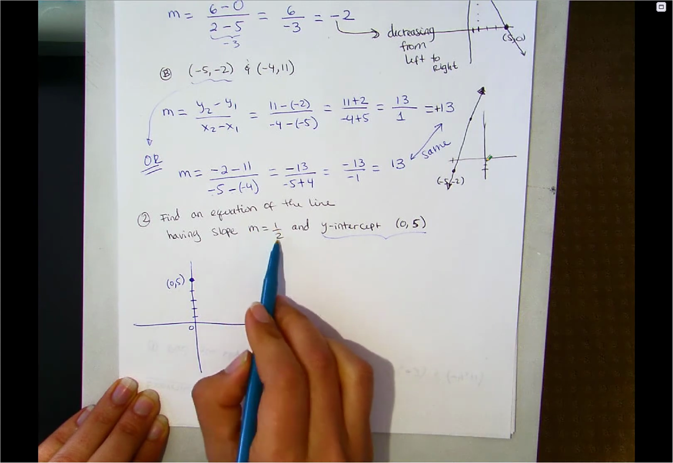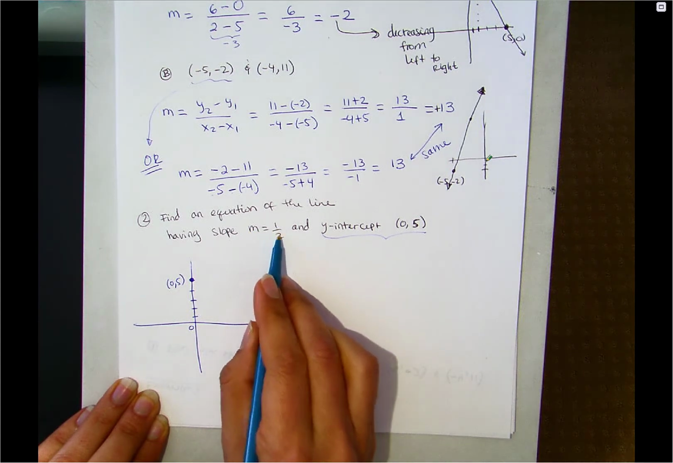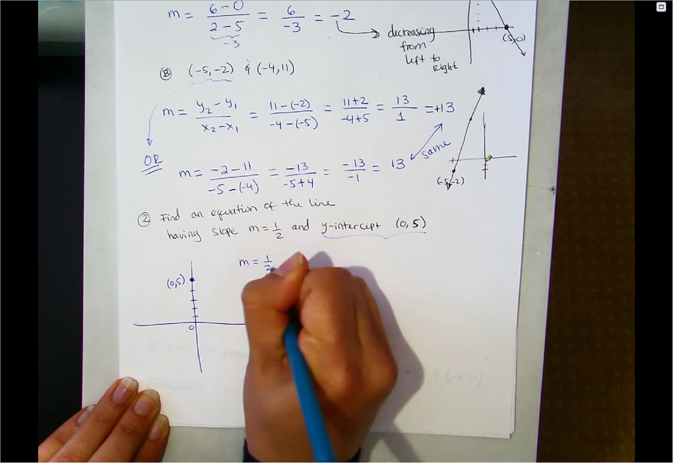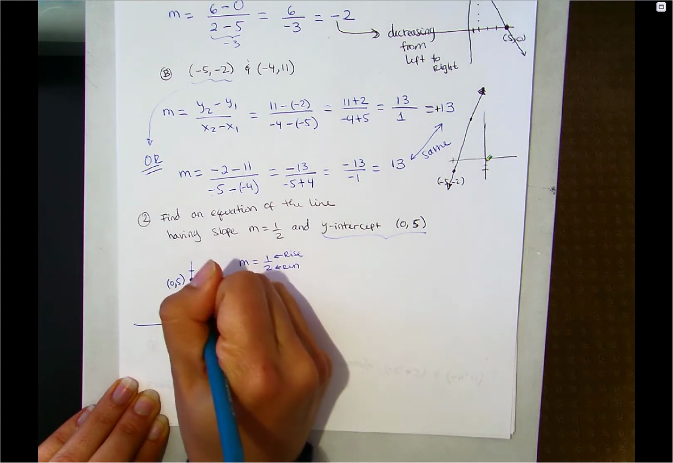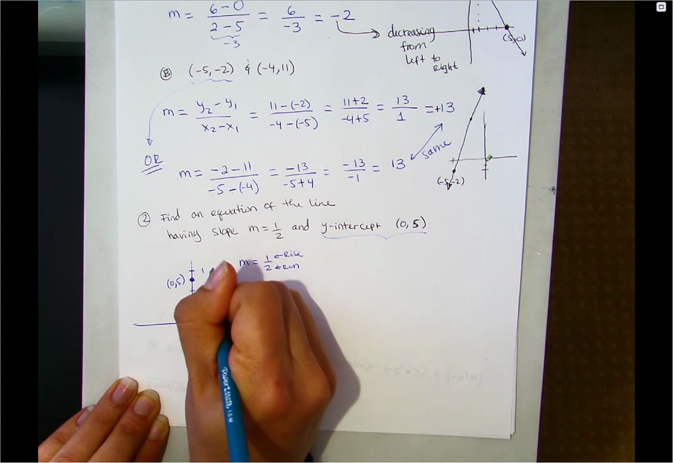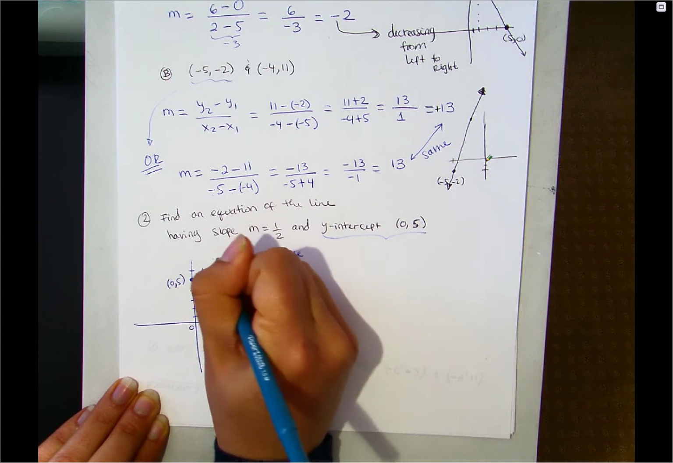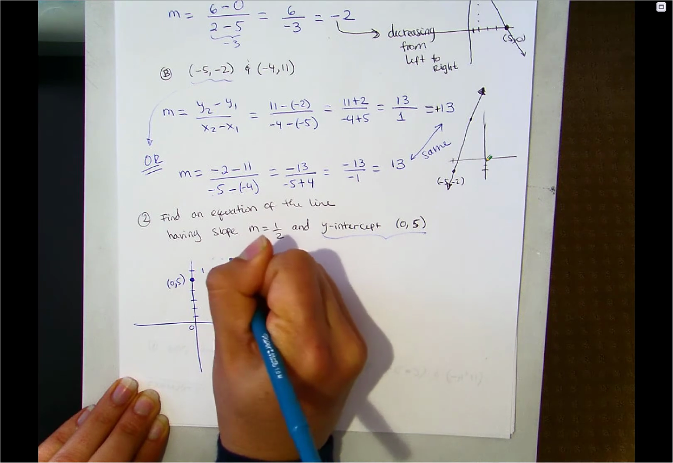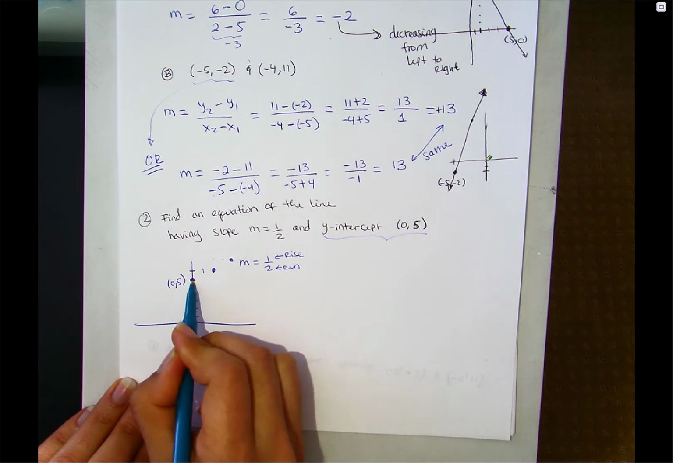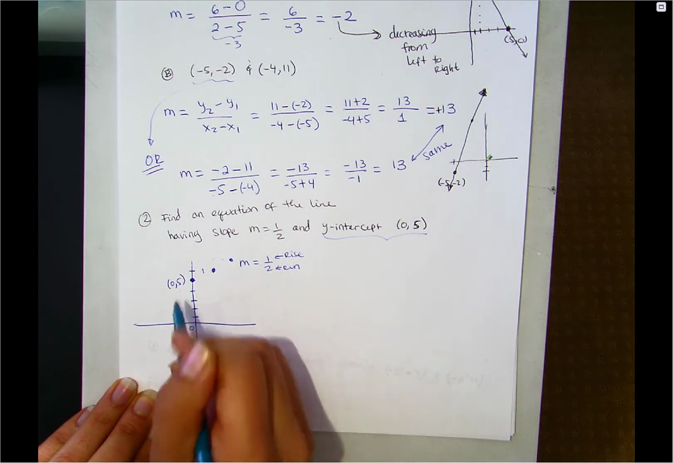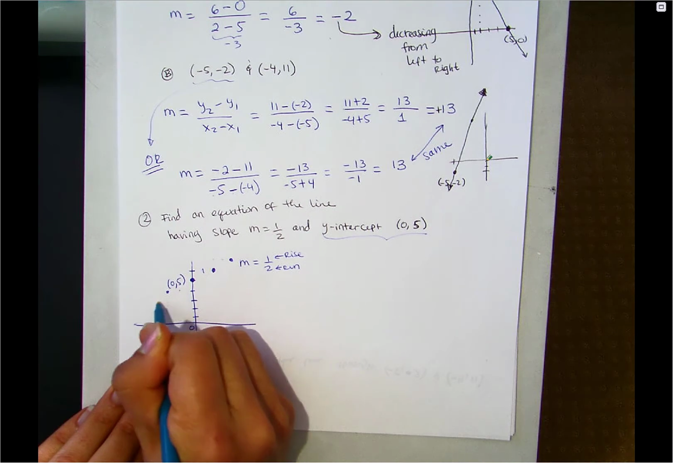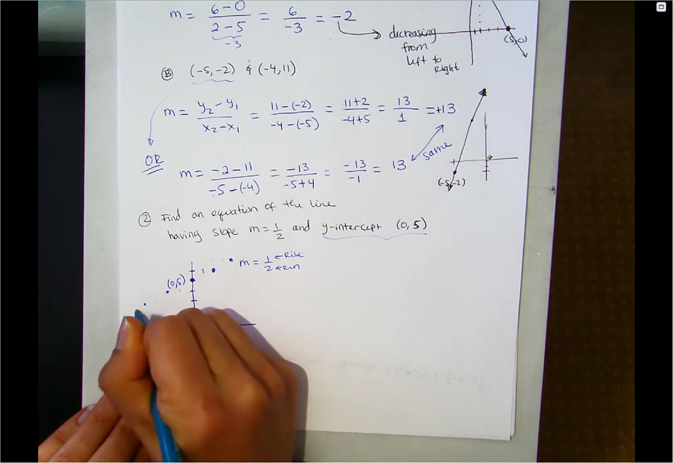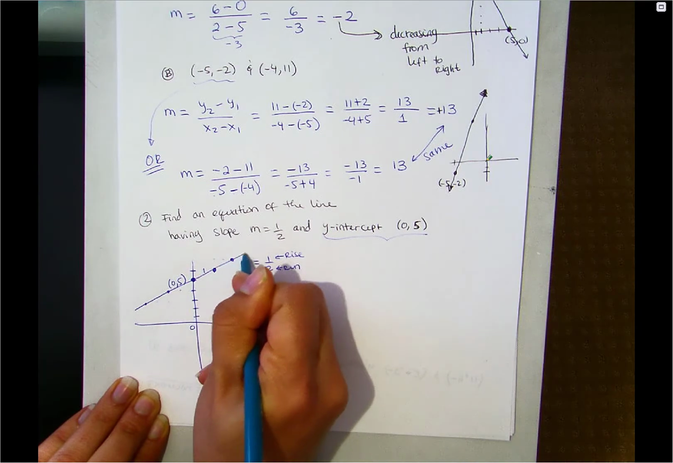And the slope is 1/2, so m equals 1 over 2. Remember, the slope is rise over run. So that's the rise and that's the run. That means I'm going to go up 1 and over to the right 2, and I can keep going this way, up 1 and over to the right 2. I can also go the other way, down 1 and to the left 2, down 1 and to the left 2, and that creates my line.